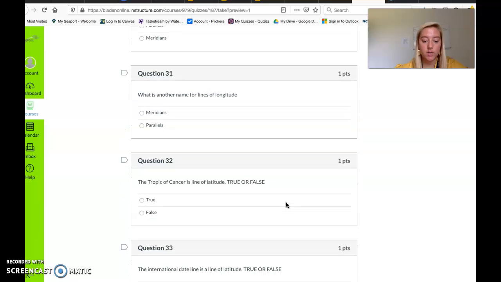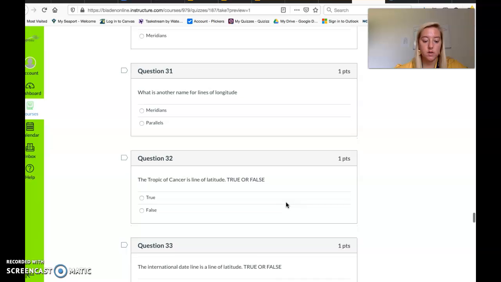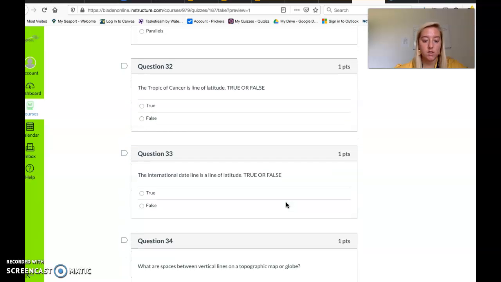Question 32. The Tropic of Cancer is a line of latitude. True or false? Question 33. The International Date Line is a line of latitude. True or false?